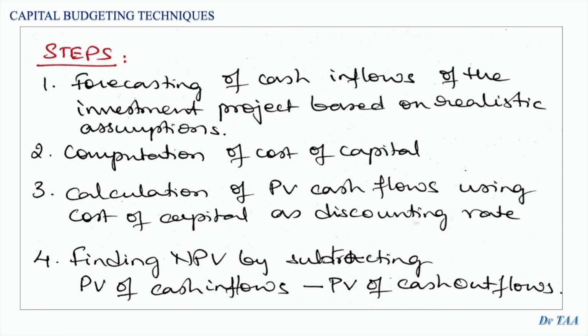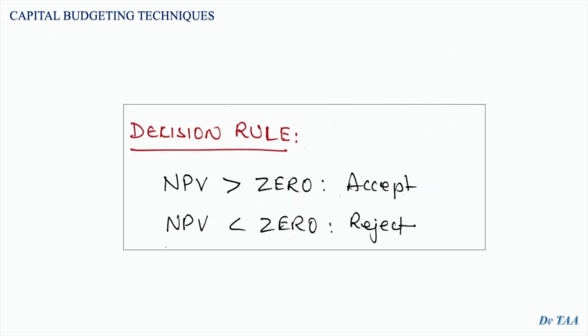Second step is we compute the cost of capital, or we call it cost of fund also. Then we calculate the present values of the cash flows with the discounting rate, that is cost of capital. Then we find out net present value, NPV, by subtracting the present value of cash outflows from the present value of cash inflows. Now the decision: if net present value comes out to be positive, that is greater than 0, we accept the project, and if NPV is less than 0 we reject the project.